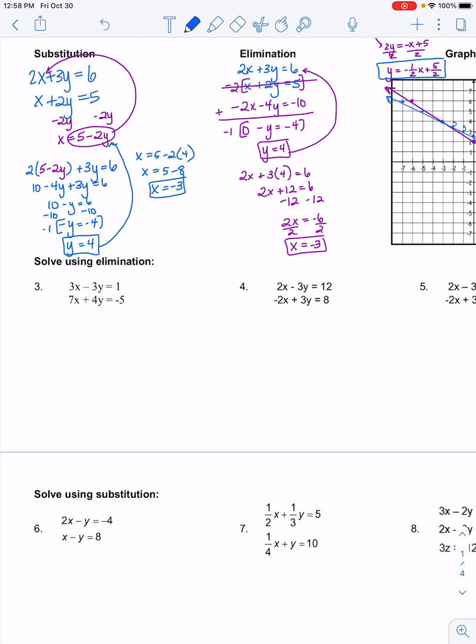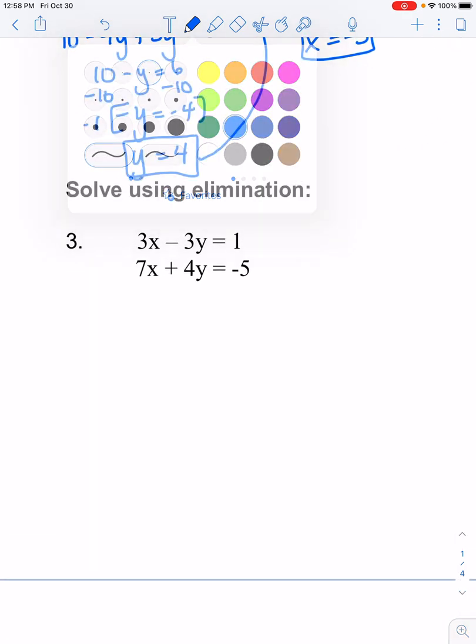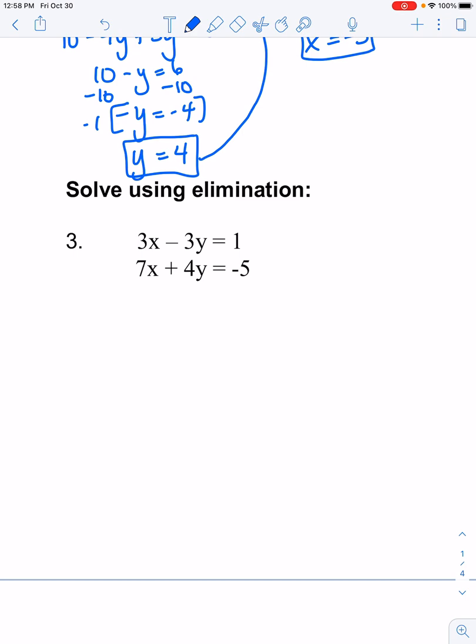Although it looks like we still have a lot of problems, these actually can go pretty quickly depending on how they are set up. So looking at number 3, it says solve using elimination. So I know that I want to add these together, but if I do that right now, nothing's going to eliminate. So I need to do a little bit of work. I need to multiply at least one of these equations to create the same coefficient with opposite signs. Well, I can't turn a 3 into a 7 very easily, and I can't turn a 3 into a 4. So I'm going to need to multiply both equations.